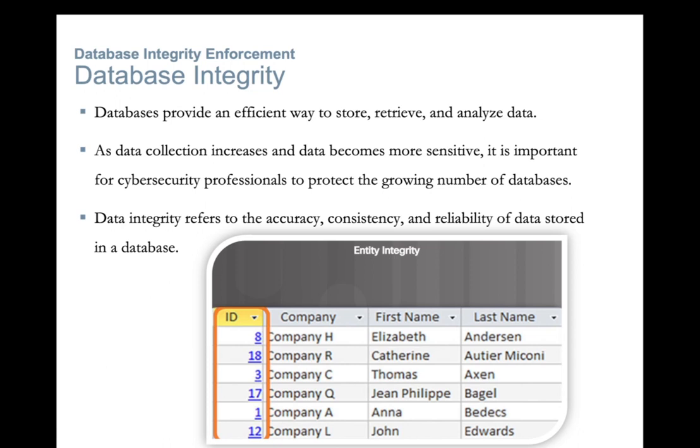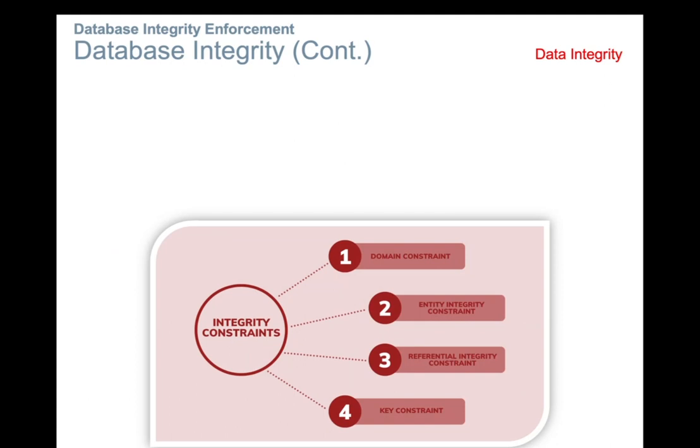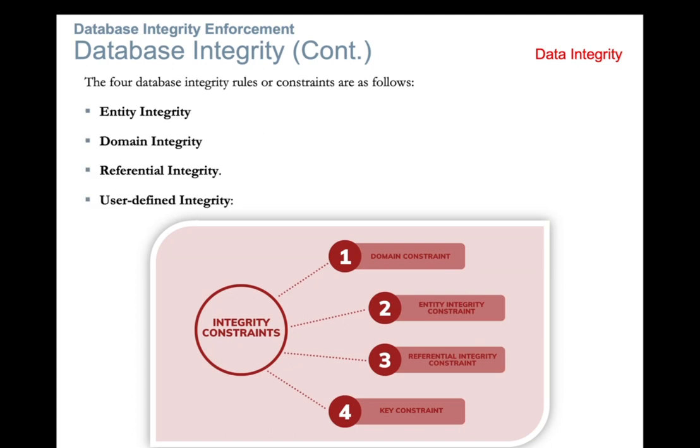There are four data integrity rules or constraints. One is entity integrity. Another is domain integrity, then referential integrity, where primary keys and foreign keys are used, and user defined integrity. We'll see these one by one.